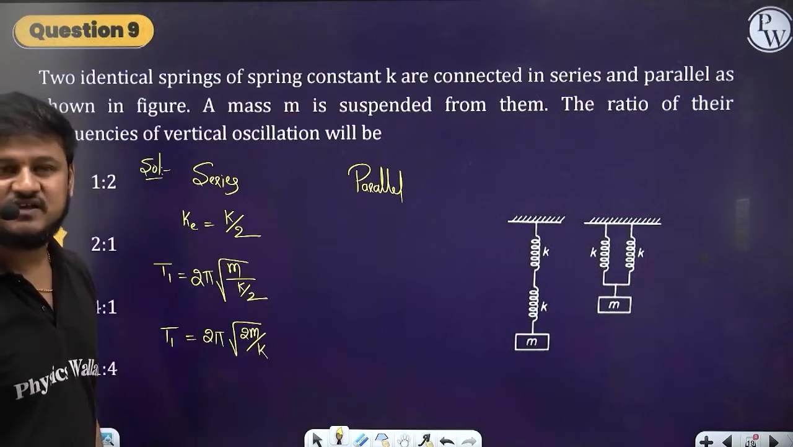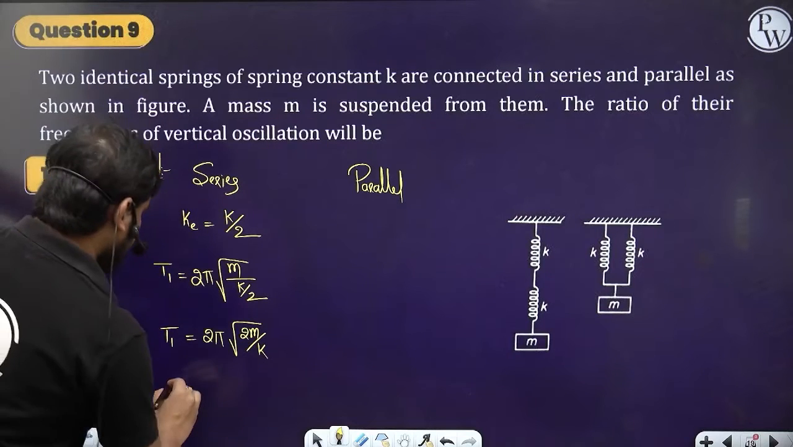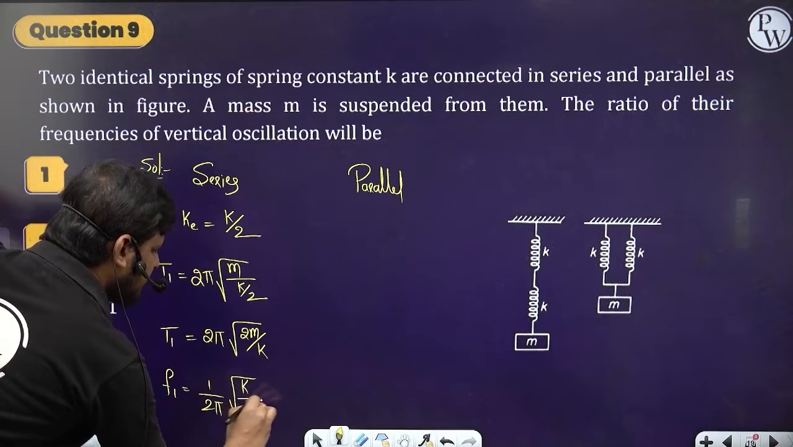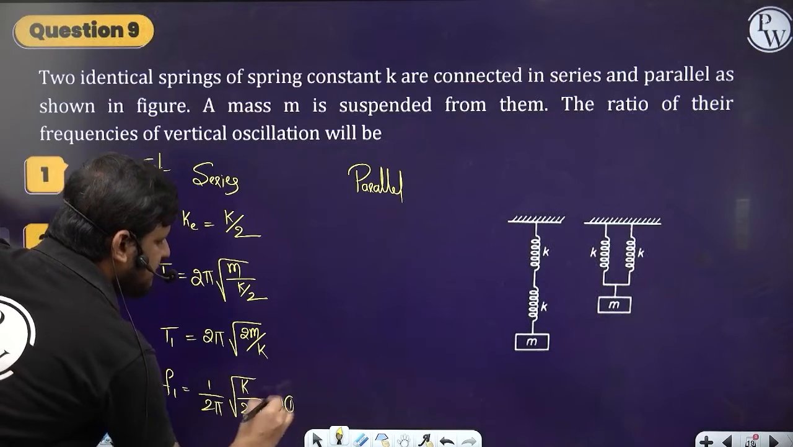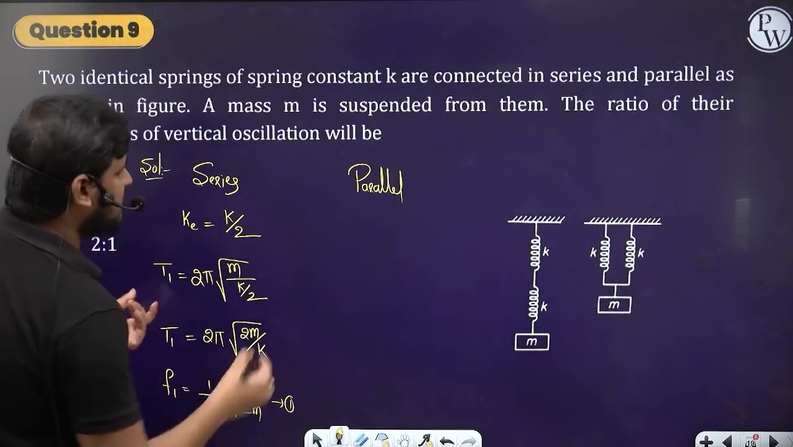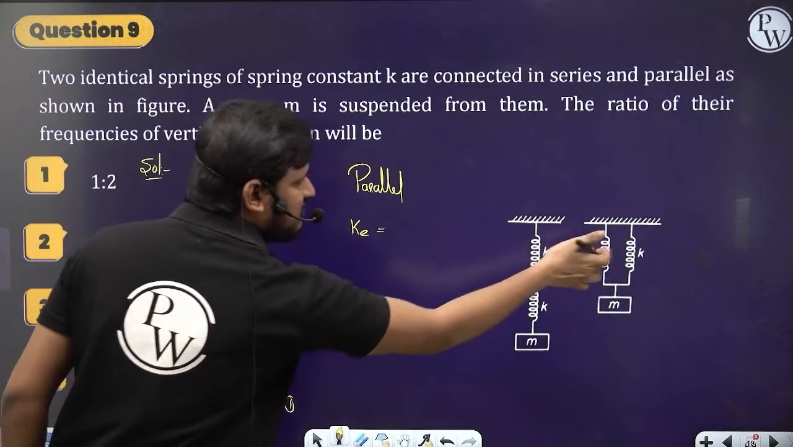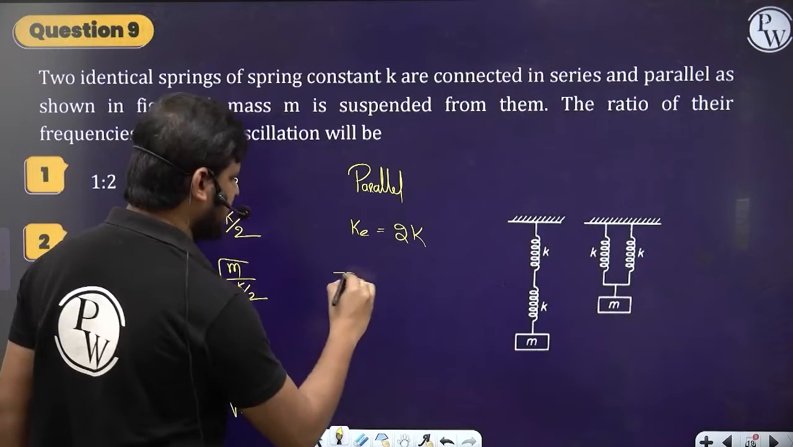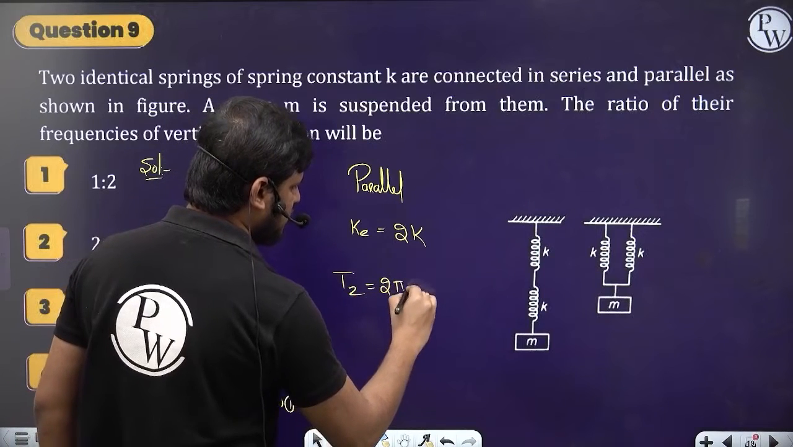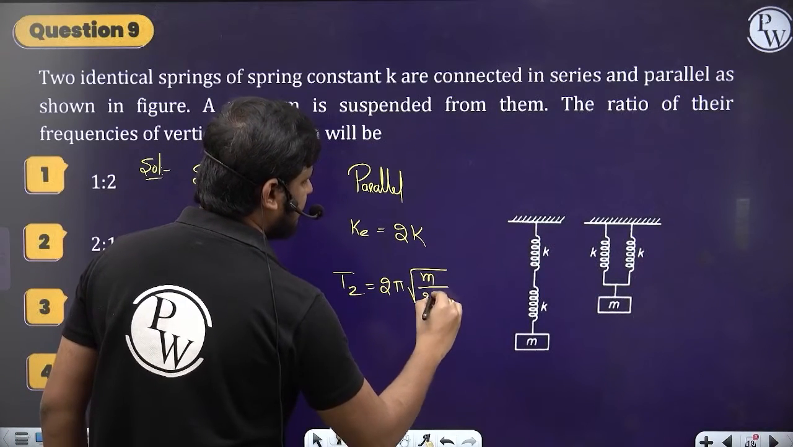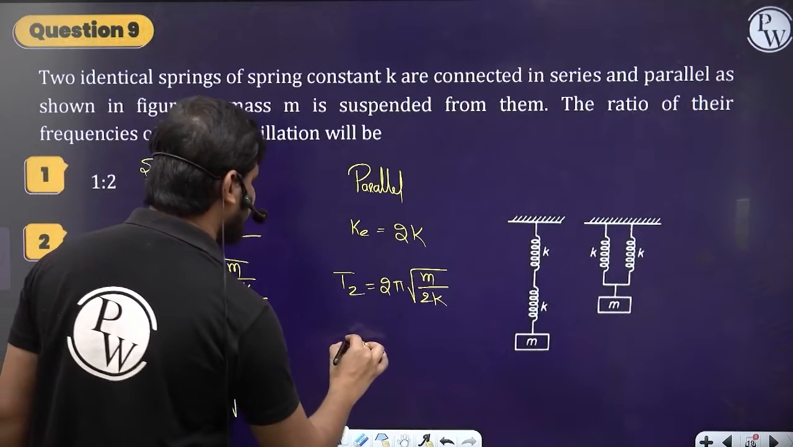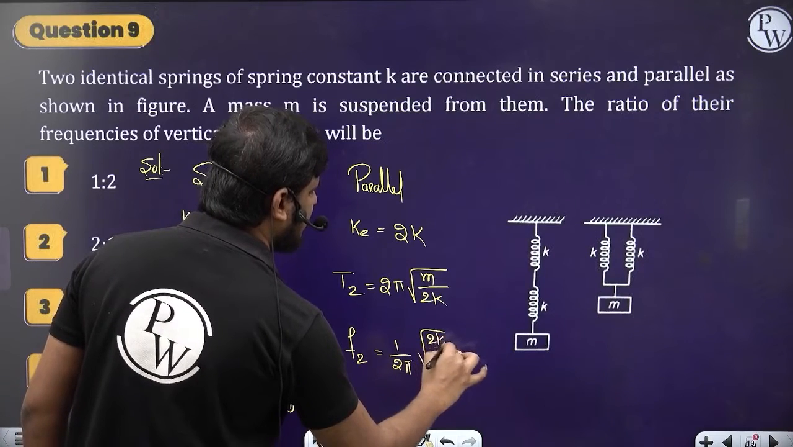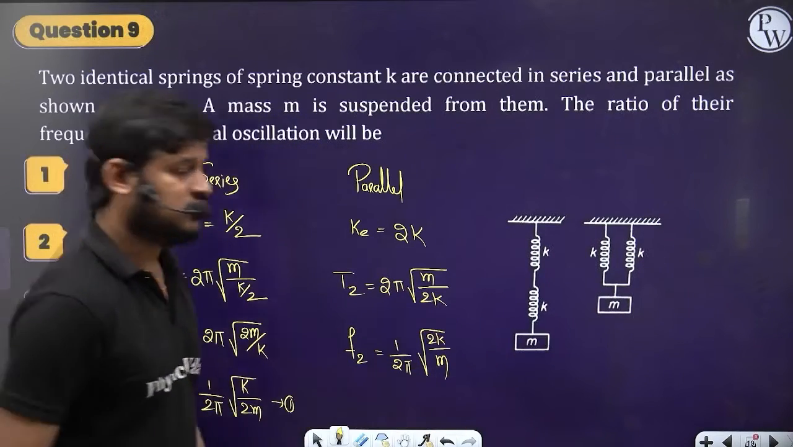So this is the time period in the first case, but we need the frequencies ratio. So what will F1 become? Simply 1 by 2 pi into root over K by 2M. Let it be equation number 1. Then in the parallel combination, the K equivalent will become, they both have the same spring constants, K1 plus K2, K plus K, 2K. So the time period in the second case is 2 pi into root over M by 2K. Then the frequency in the second case is 1 by 2 pi into root over 2K by M. Just reverse. Let it be equation number 2.